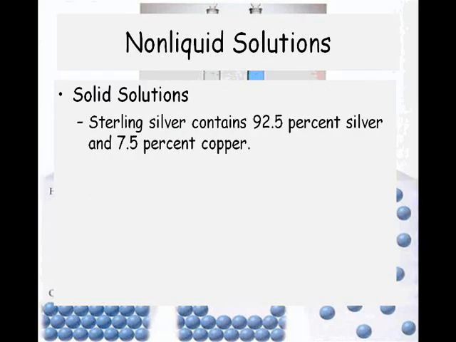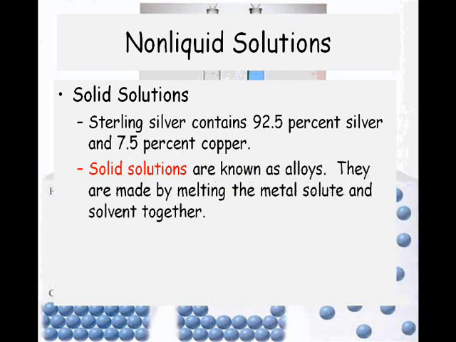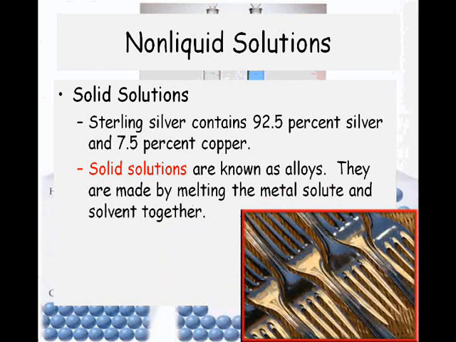Now, some solid solutions. Sterling silver contains 92.5% silver and a small percentage of copper. So that's actually a solid solution. We also call solid solutions alloys. And they are made by melting the metal solute and the solvent together, letting them cool, and then they become things like sterling silver that we use for our silverware.